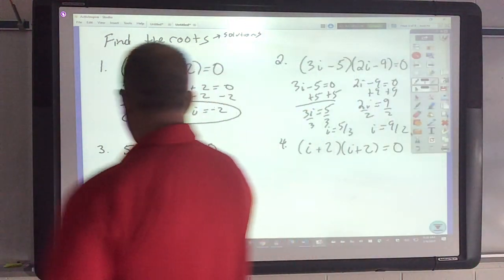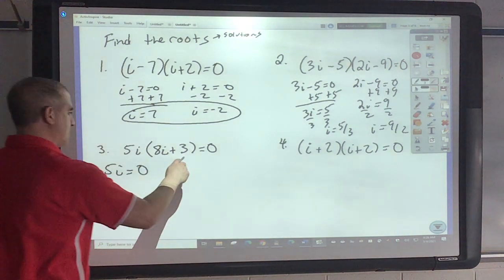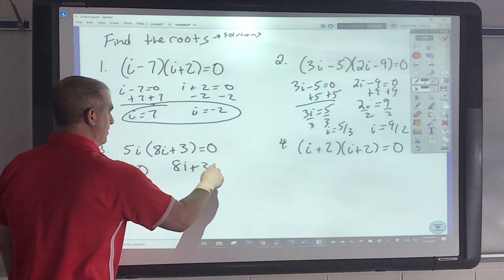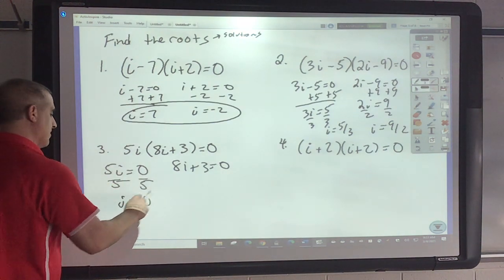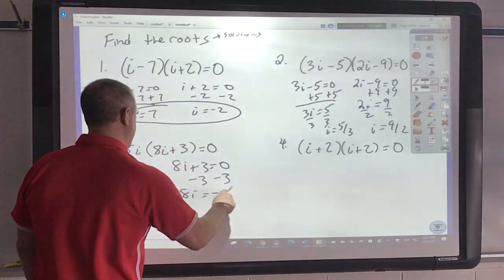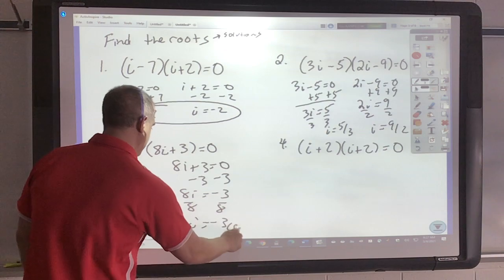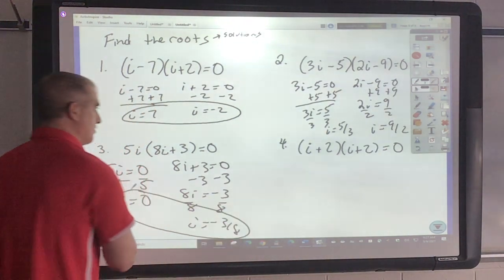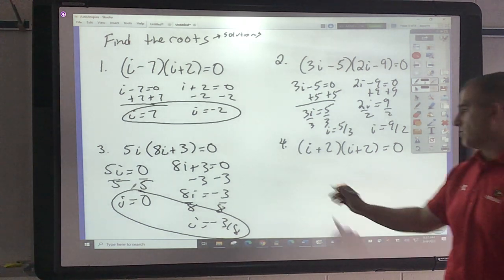Now, what do I set this one equal to? This will be 5i equaling 0. This will be 8i plus 3 equaling 0. So divide by 5, I got i equals 0. Subtract 3, I got 8i equals negative 3. Divide by 8, I get i equals negative 3/8. And those would be the solutions. These are sort of convenient. You could just solve one, but if you want to solve 2, that's fine.